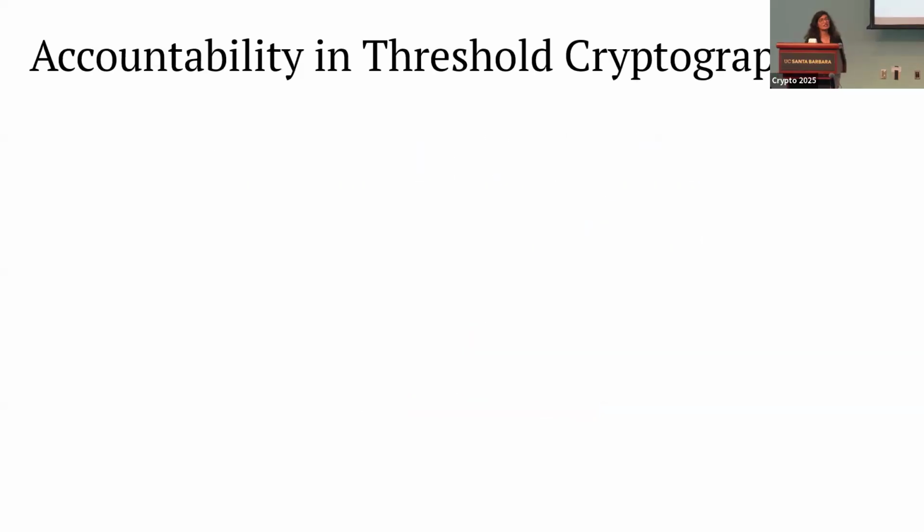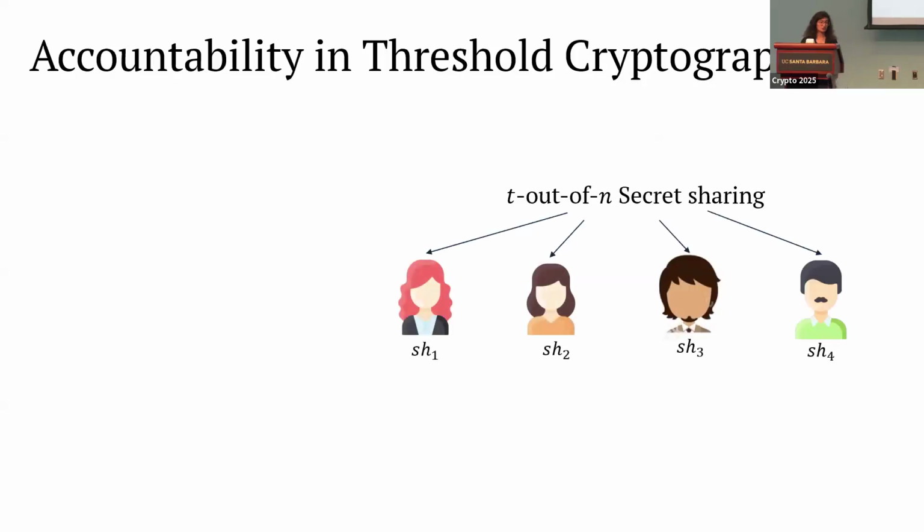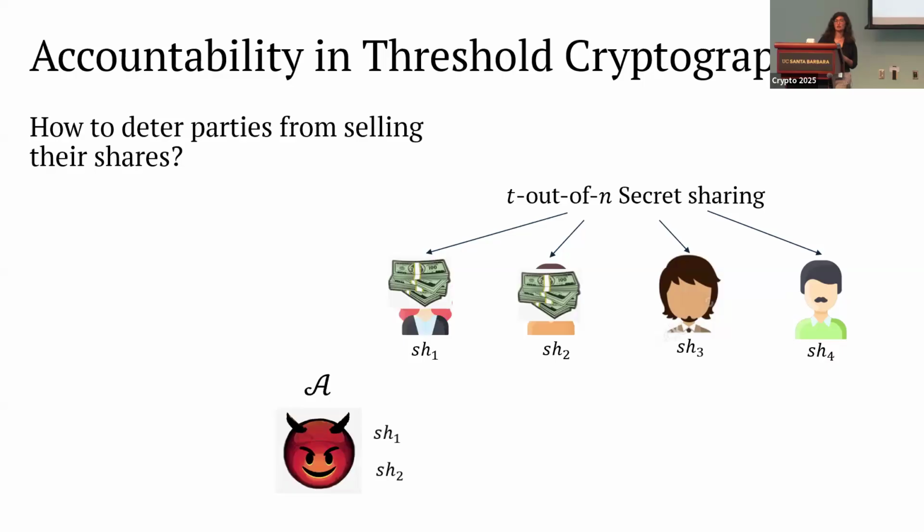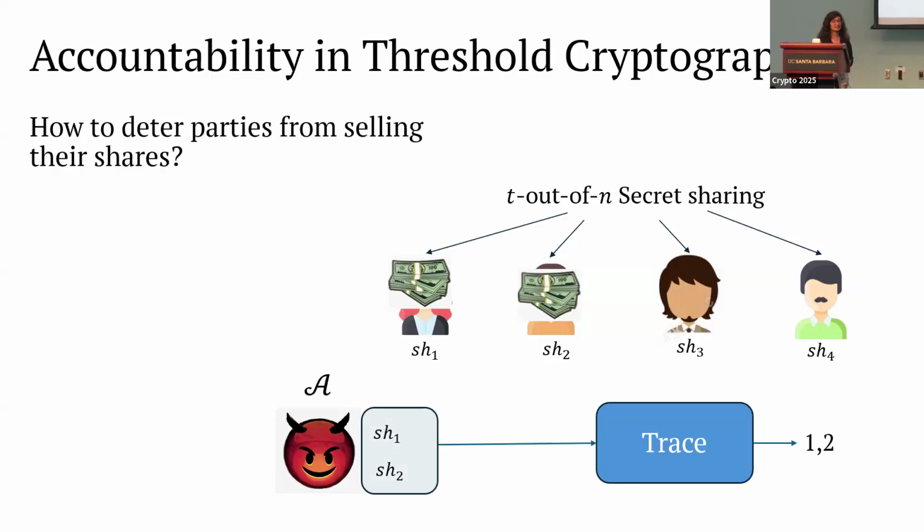So before I start with VRFs, I just want to briefly talk about accountability in general. As we are all aware, threshold cryptography has a wide set of applications because it allows us to distribute trust among multiple parties. So for example, you can take any secret and use T out of N secret sharing to split it among multiple parties. But the problem that we've been seeing is what happens if some of the parties start selling the shares that they have to an adversary. It turns out that in most existing threshold crypto primitives, there is nothing that deters parties from doing this. And that's where the idea of accountability comes in. What we would like is some mechanism to trace leaked information about the shares back to the parties who leaked this information.